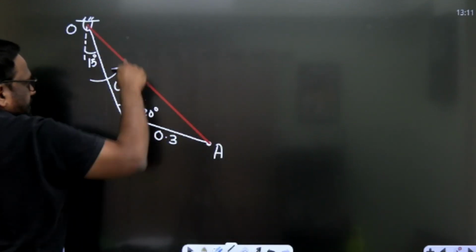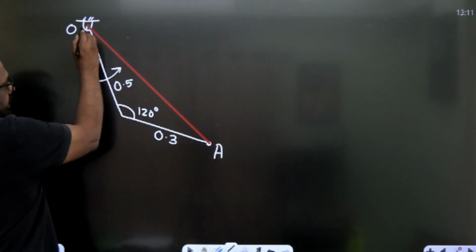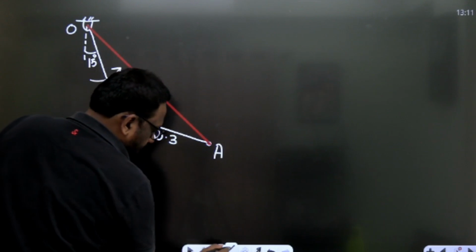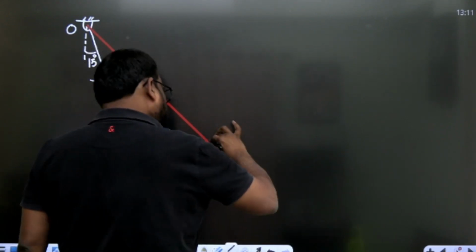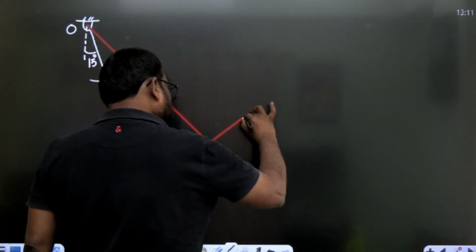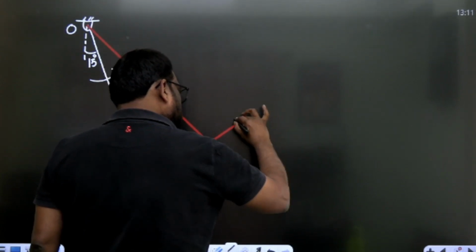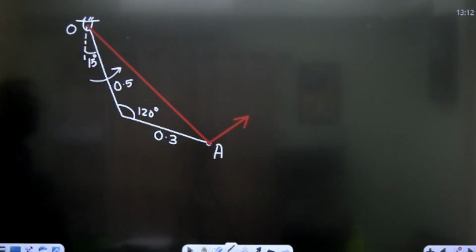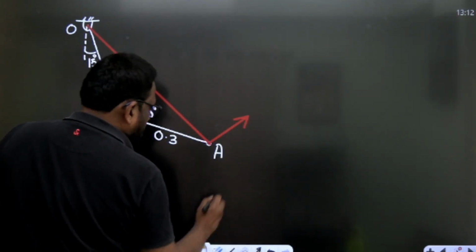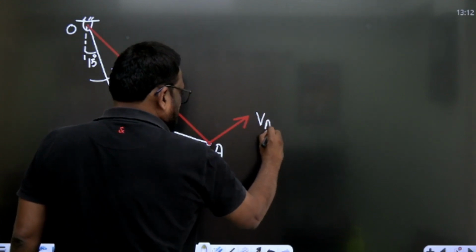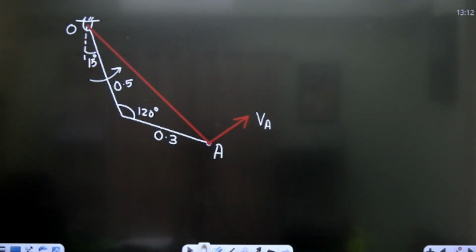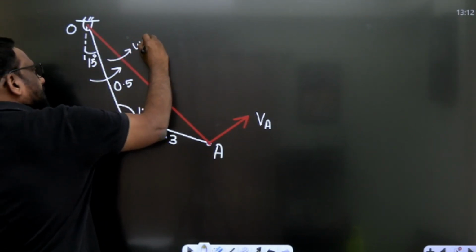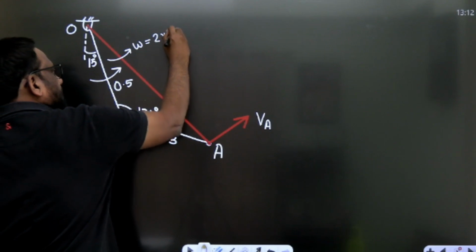If it rotates in anti-clockwise direction, and you know very well, with respect to this point, point A has a velocity perpendicular to this. It has a velocity perpendicular to this line. Exactly, this is the velocity of A. And omega is already given. It is anti-clockwise 2 radian per second.